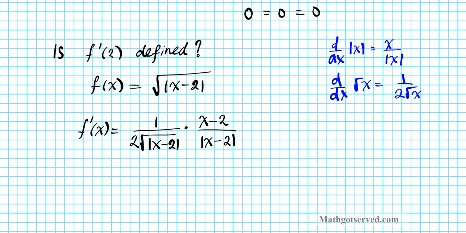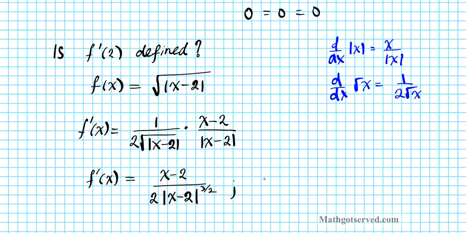And of course, you can make this pretty, it's not necessary, but let me just go ahead and make this look pretty. So f prime of x is equal to x minus 2 divided by, now the square root of x minus 2 is x minus 2 raised to the 1 half, and this is 1 or 2 over 2. So this becomes 2 times the absolute value of x minus 2 raised to the 1 half plus 1, which is 3 over 2.